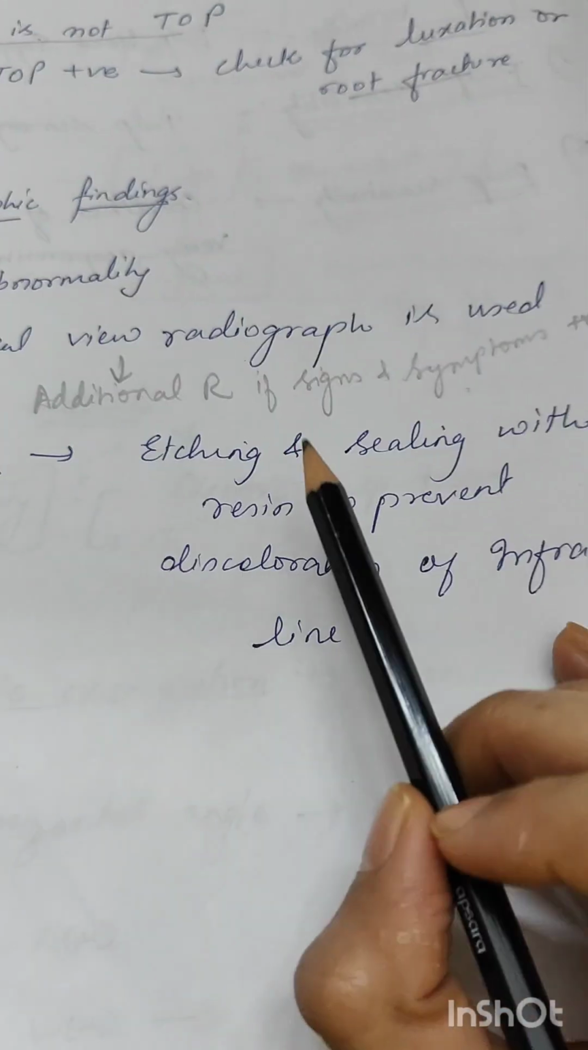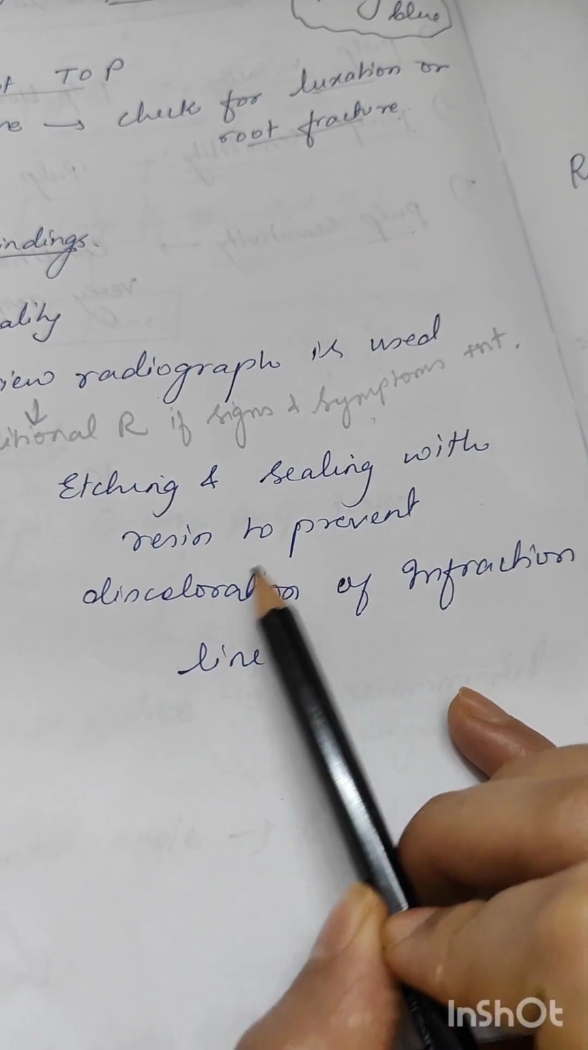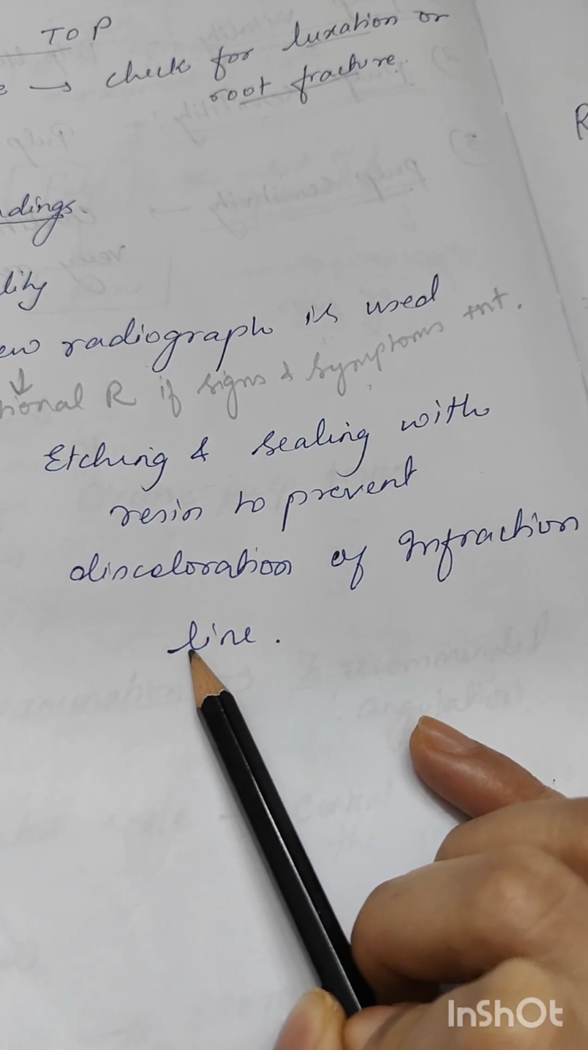What are the treatment options? Etching and sealing with the resin to prevent the discoloration of the infracted line.